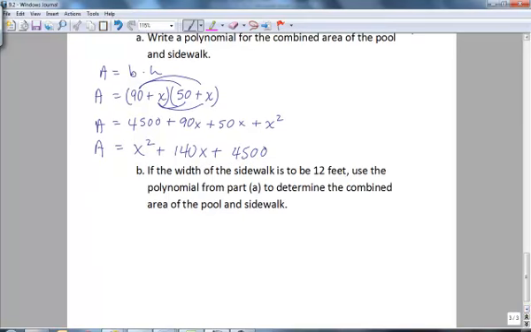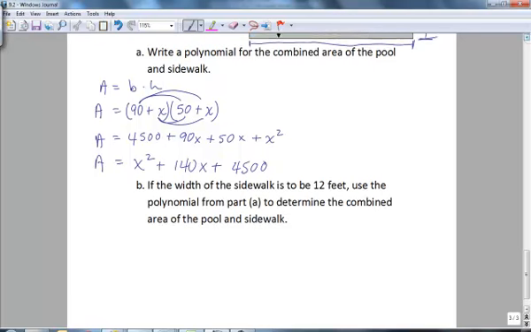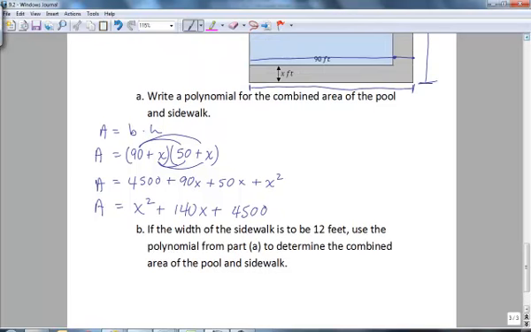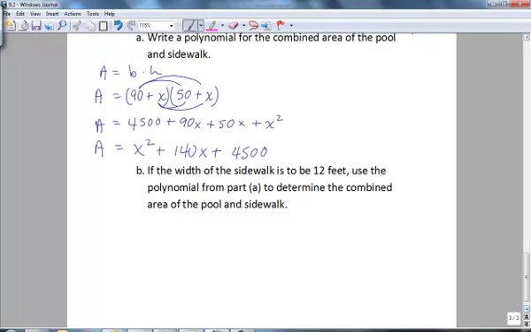Okay, last one. If the width of the sidewalk is to be 12 feet, use the polynomial from part A to determine the combined area of the pool and the sidewalk. Well, notice, if you remember, x was set up to be the width of the sidewalk. So they're basically telling us that x is 12.